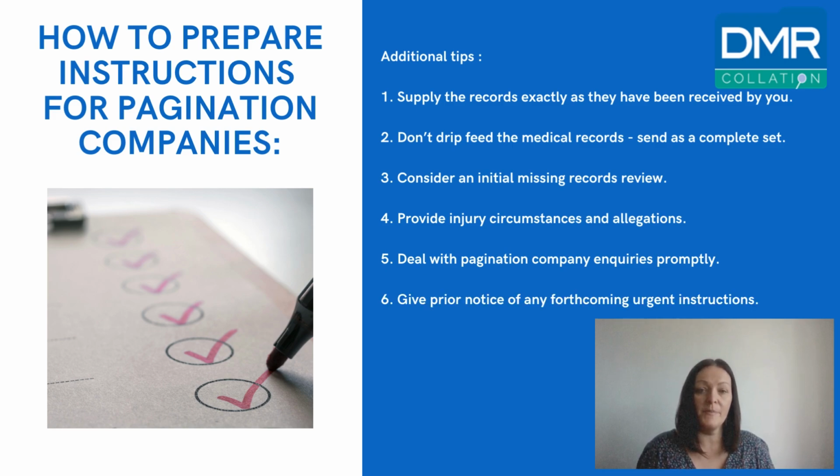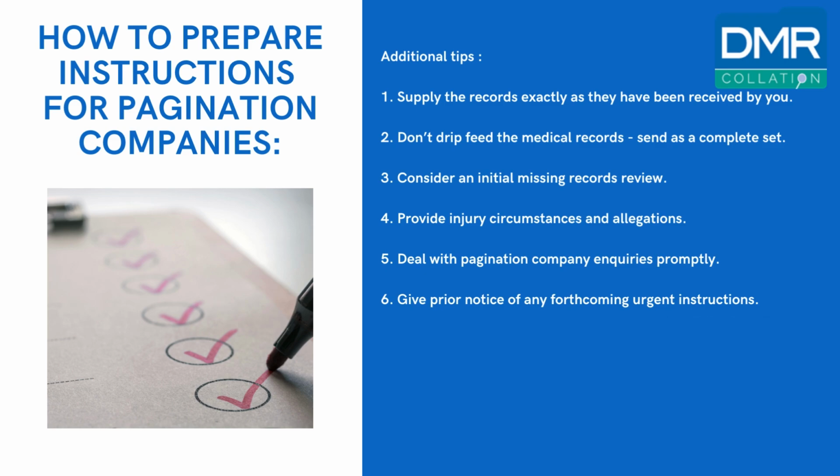If you need your instructions to be dealt with urgently, try to give your pagination company as much notice of this as possible. Even if you don't expect to be in a position to send instructions for a few more weeks, if you know you will need a quick turnaround on a case once the records do come in, let your pagination company know as early as possible so they can pencil in some provisional resources for you on this.